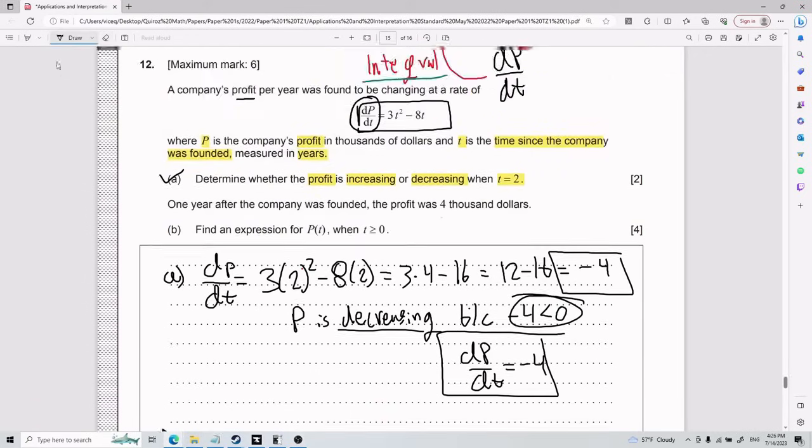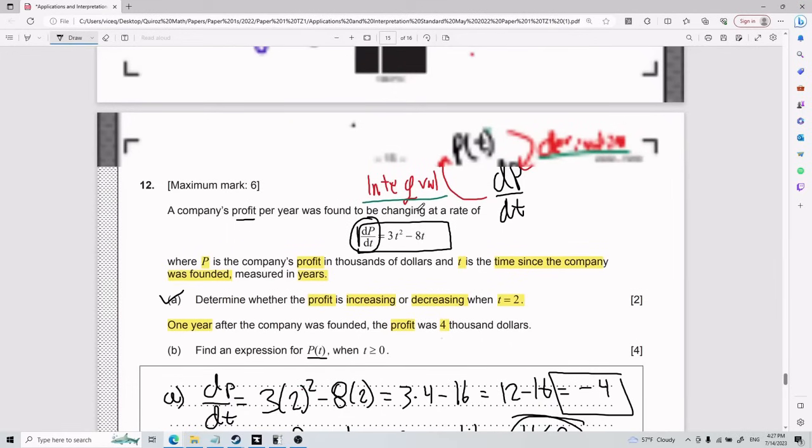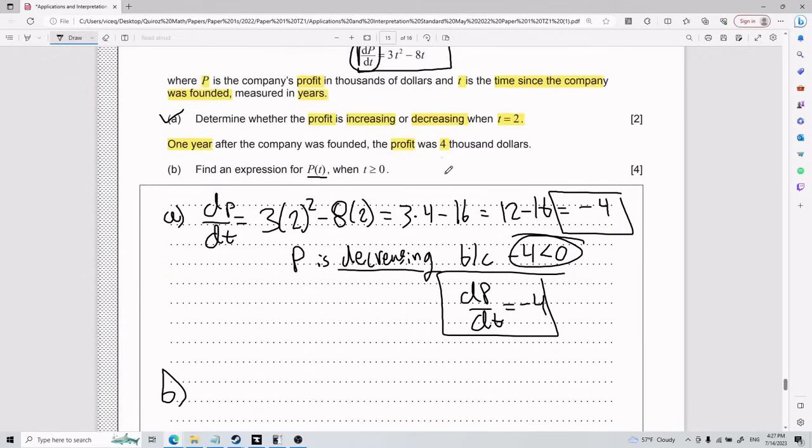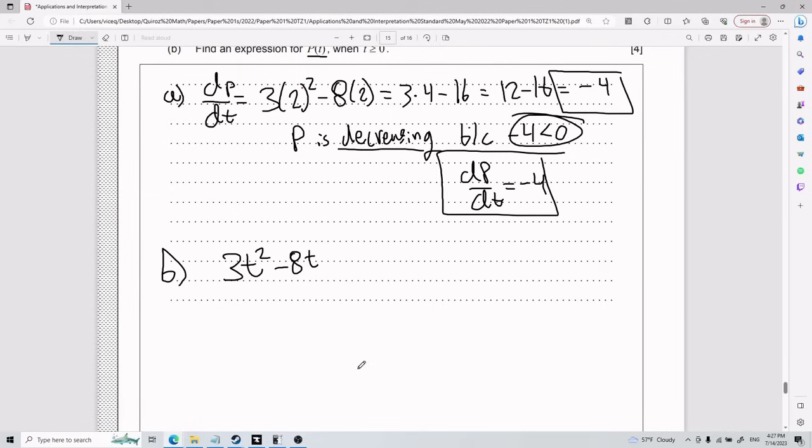Now for part B, they tell us that 1 year after the company was founded, the profit was $4,000. We need to find an expression for P(t) when t is greater than or equal to 0. As I mentioned earlier, we need to do the opposite of a derivative. What I have right now is 3t squared minus 8t, and so I need to do the integral of this. I need to think backwards basically.